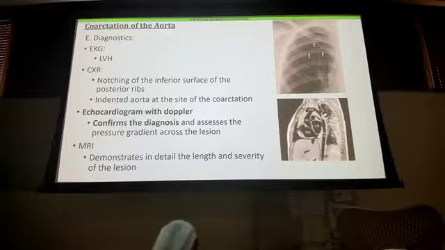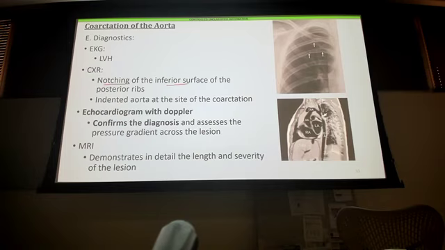With chest x-ray, what you might see is this notching of the inferior surfaces of the posterior ribs, so rib notching. And the reason you get this is one of the ways you can get blood down to the lower body is by using the costal arteries to go underneath the ribs and then down into the lower body. So you can see that rib notching here.